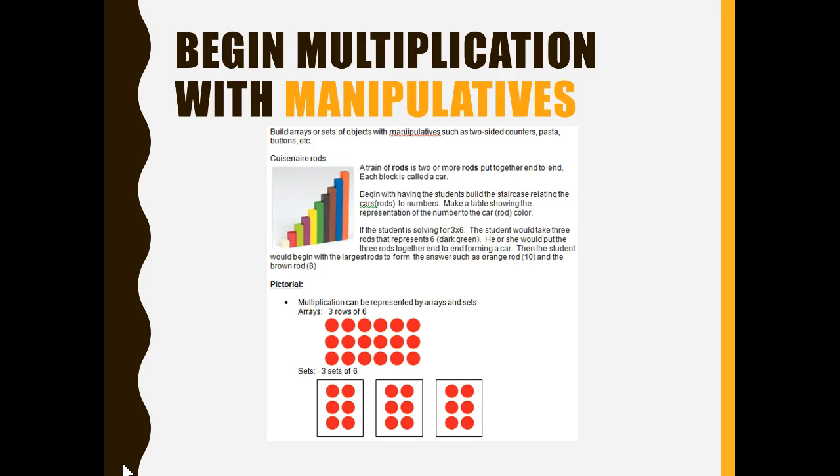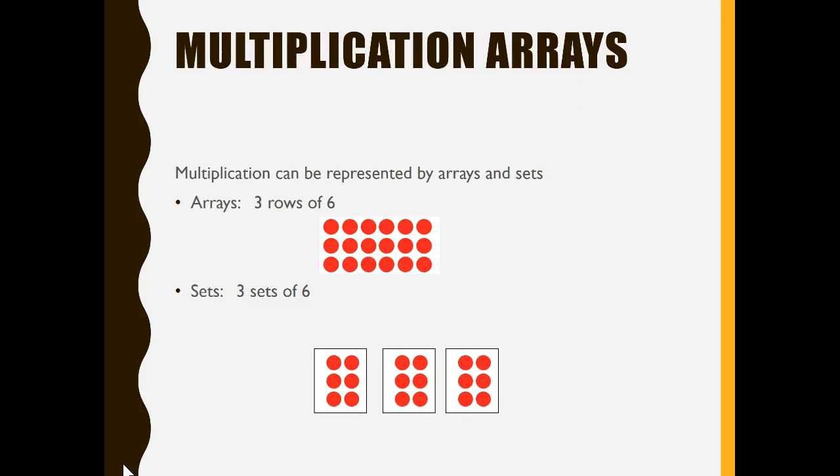If you look at the unit overview for this 6 weeks, you'll see that it starts with manipulatives, whether you want to use Cuisenaire rods or two-sided counters for arrays. And this would be one way that you could use them.